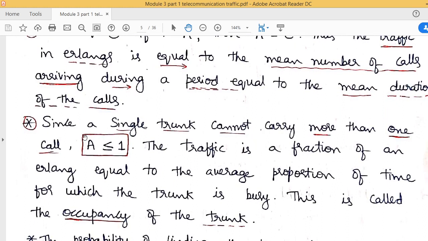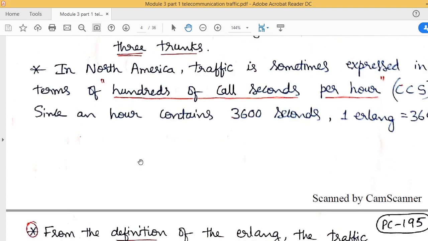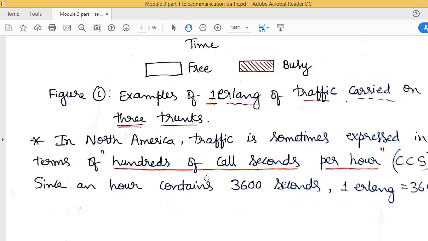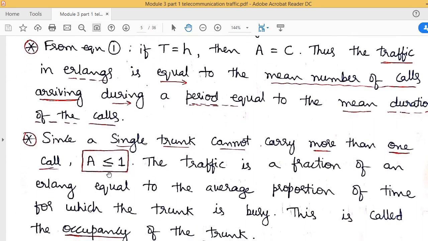And please note that a single trunk cannot carry more than 1 Erlang of traffic. So generally A will always be less than or equal to 1. So as you have seen here, a trunk, even though it is busy over the complete duration, the maximum traffic that it can pass through is about 1 Erlang, not beyond this. So always please remember the traffic is always less than or equal to 1.